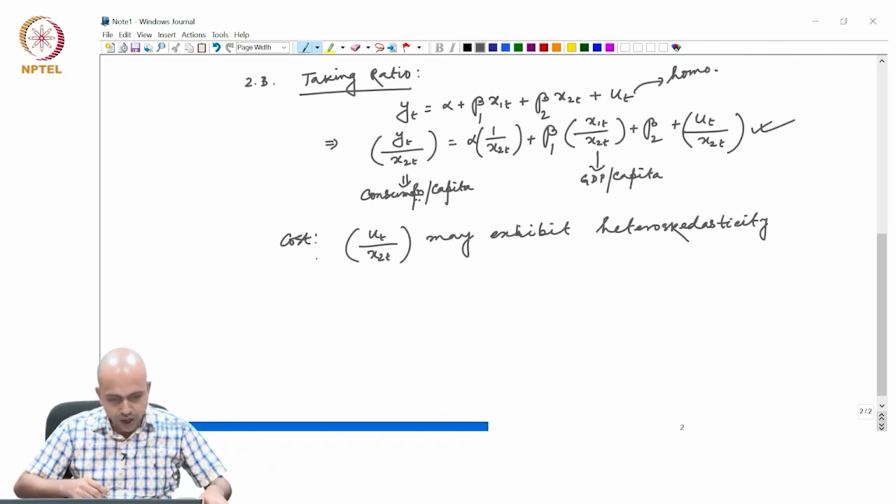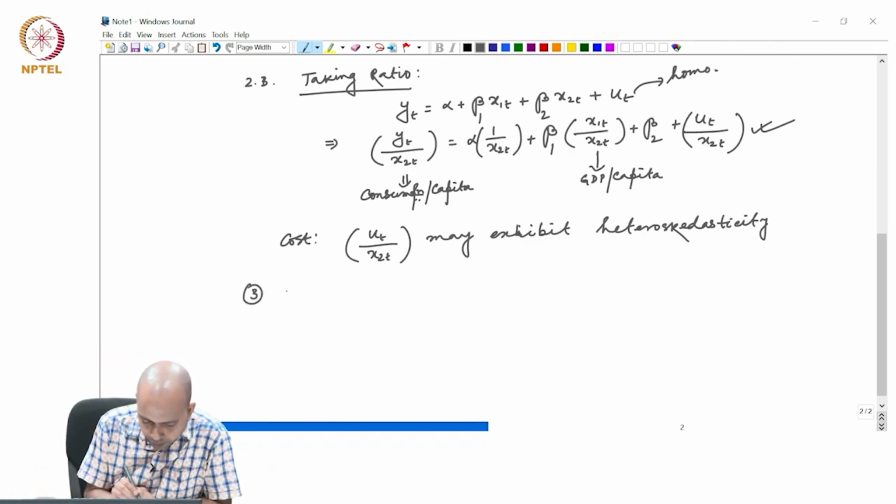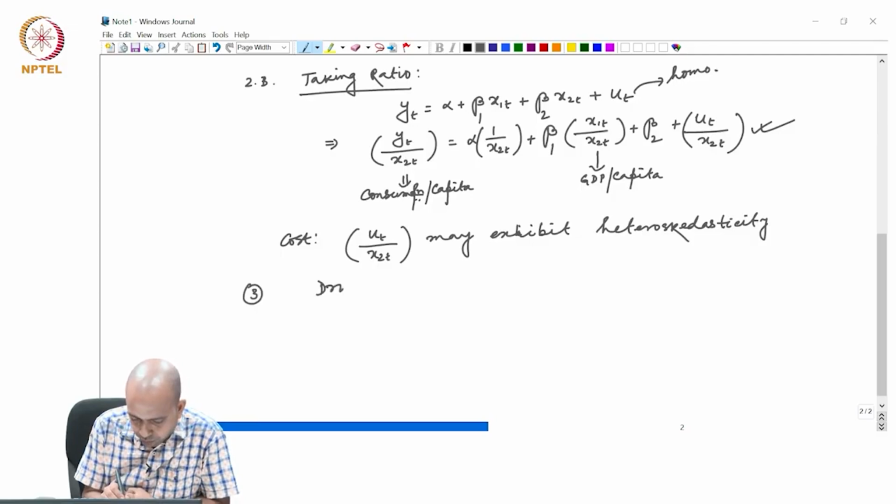Right. And then the third solution, dropping variable.